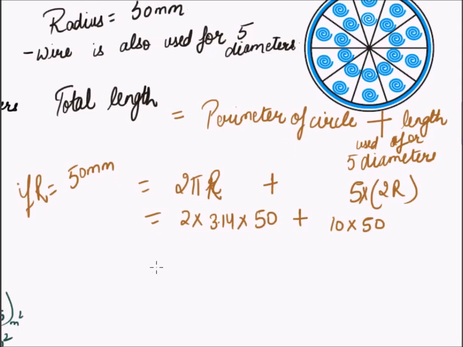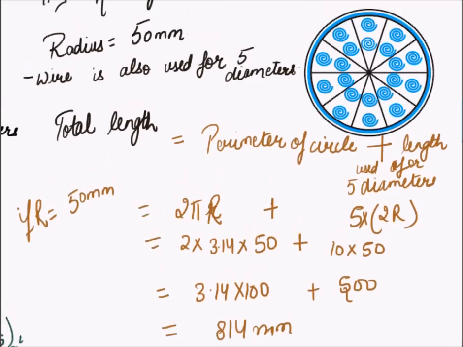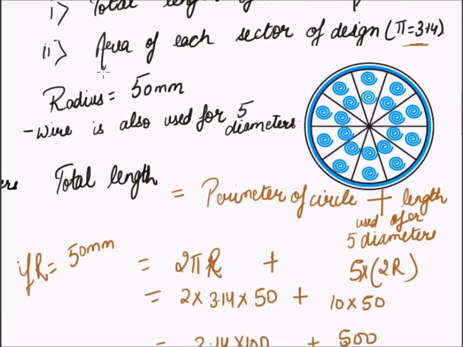So we will have 3.14 into 100 plus 500. This on simplification will give us 814 millimeters. So the total length required is 814 millimeters of wire. The second question asks us to find the area of each sector of the design.